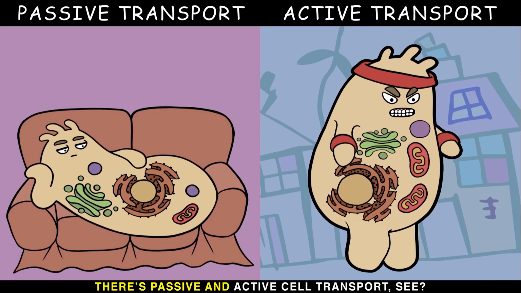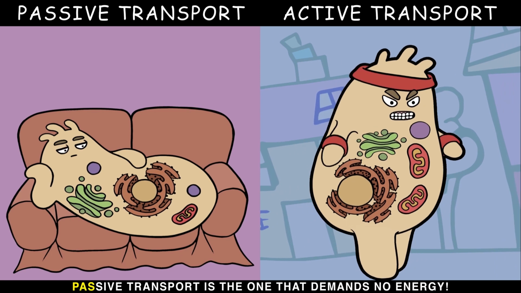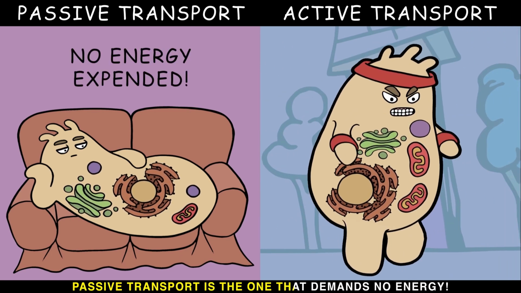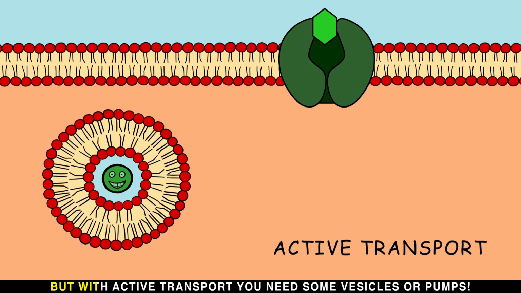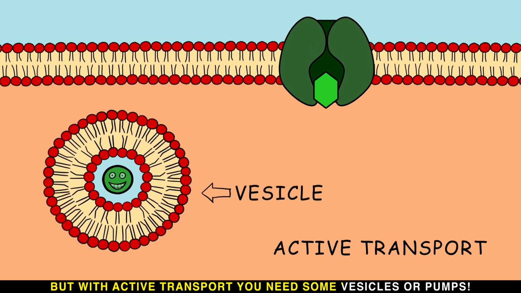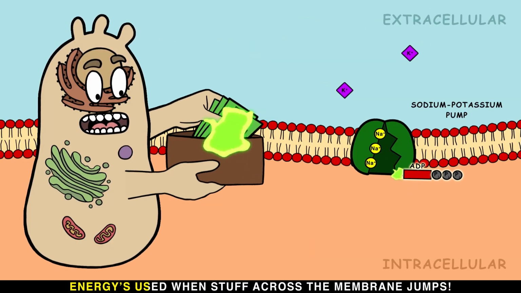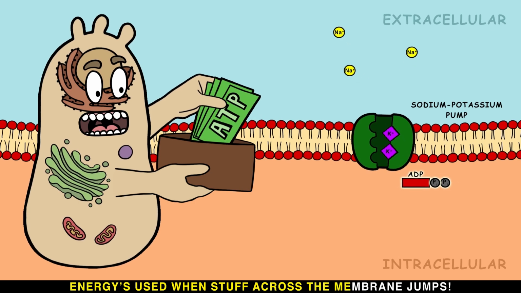There's passive and active cell transport. See, passive transport is the one that demands no energy. But with active transport, you need some vesicles or pumps. Energy's used when stuff across the membrane jumps.